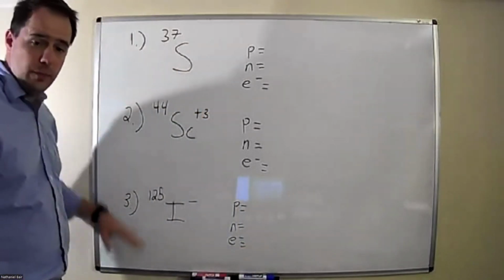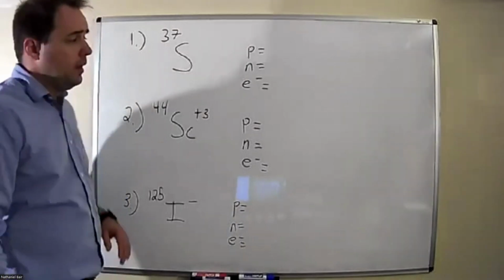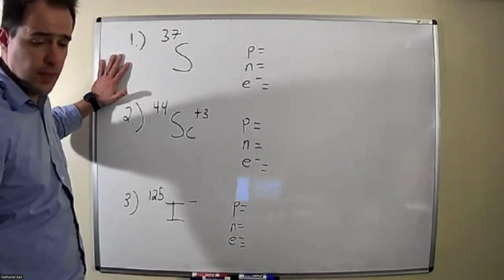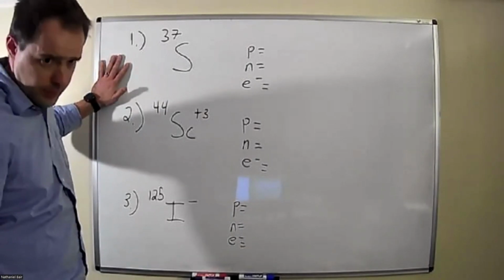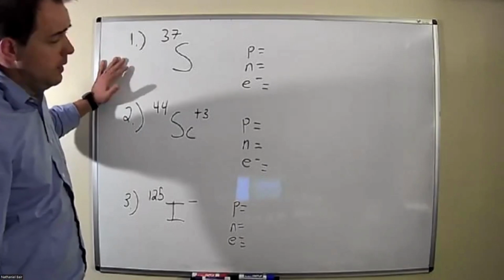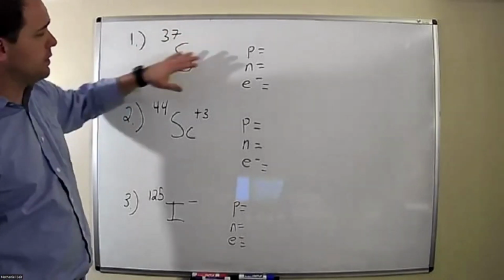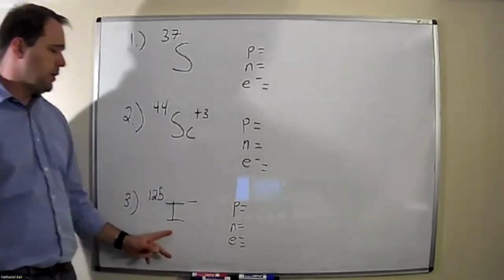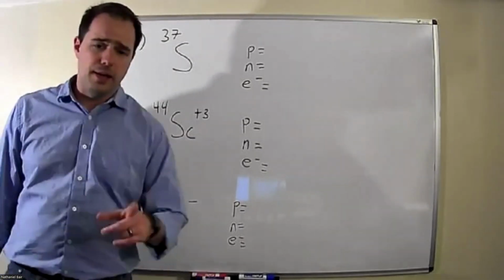I got 3 atoms and ions up here. I want you to tell me using your periodic table. You'll need the periodic table because I do not give you the atomic numbers. You have to find the elements. I want you to tell me how many protons, neutrons, electrons are in the sulfur atom, how many protons, neutrons, electrons are in the scandium ion, and how many protons, neutrons, electrons are in that iodide ion. Give it a shot.